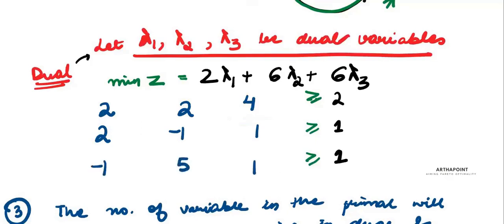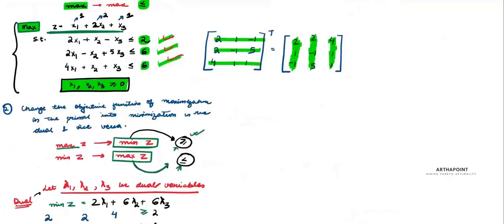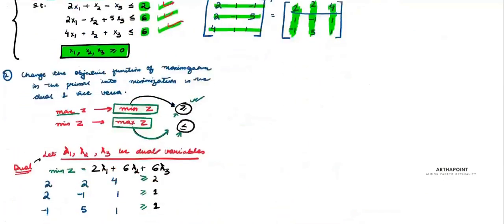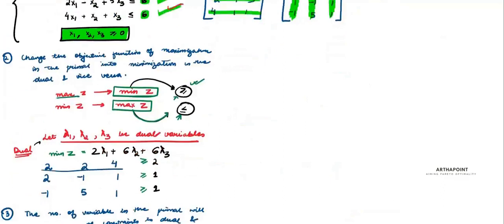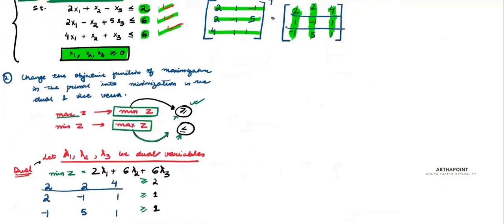Notice here, first of all, before we go ahead, 2, 2, 4. So I have written 2, 2, 4 here. 1, minus 1, 1. So I have written, this will be 1, sorry.